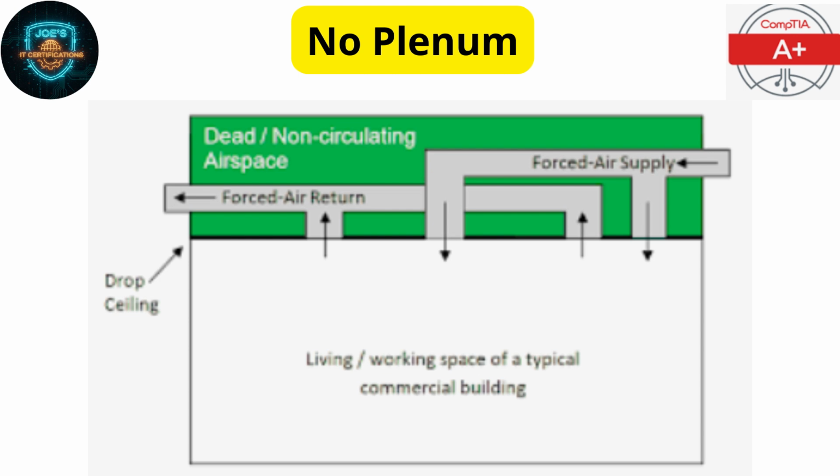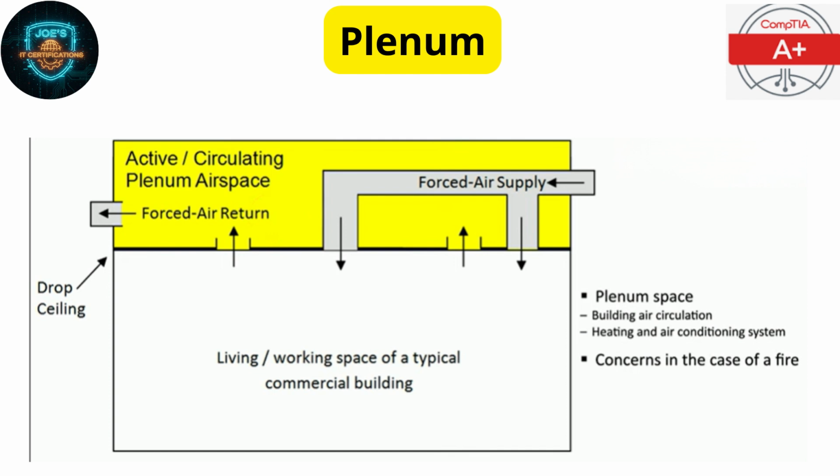When the airspace above that drop ceiling is not circulating, then we refer to this as not having a plenum. In many commercial environments, there's often an air supply that is providing fresh air through a set of ductwork, but the return air is simply going into the large open airspace above the drop ceiling. In this case, we refer to that open area as plenum space.